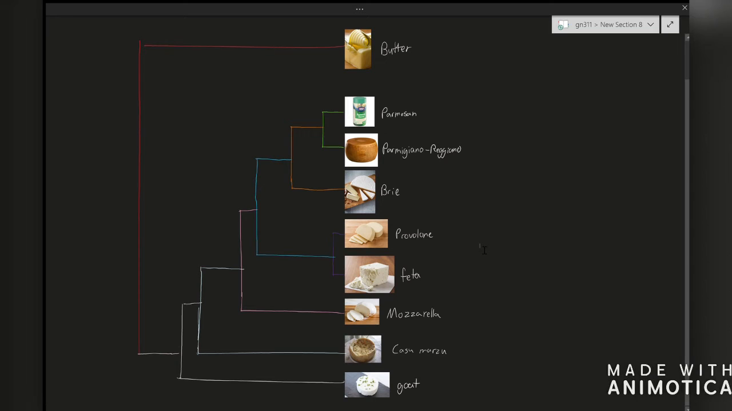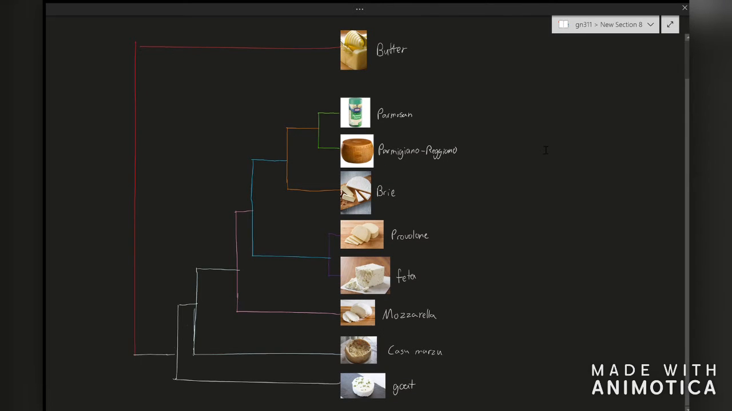I'm going to use the example of cheese and butter to explain phylogenetic trees. The way the cheeses are organized is based off their characteristics and how they taste. Before we can go over this tree, we have to go over some terminology.